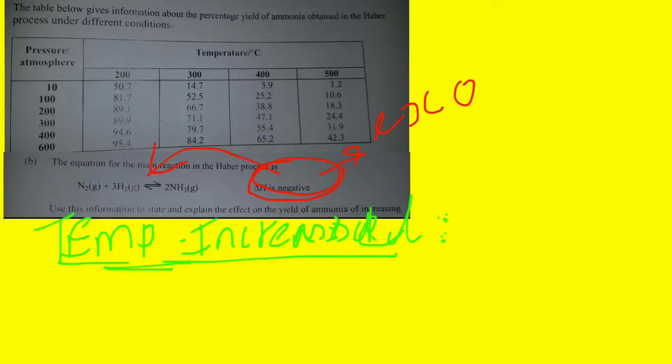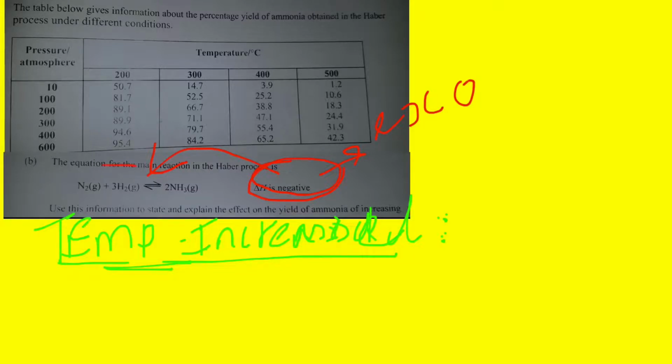What will happen? The equilibrium will shift towards the left side, that means product formed will be less. So that's why you should remember it in this way: as the reaction is exothermic, increasing the temperature causes the equilibrium to shift towards the left side, that is, towards the reactant side.